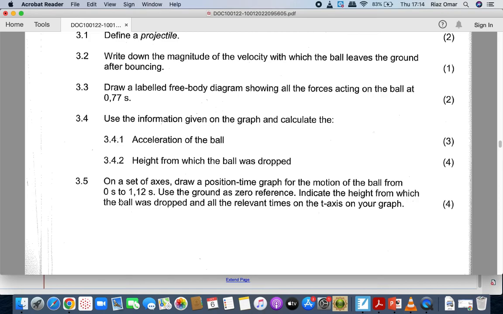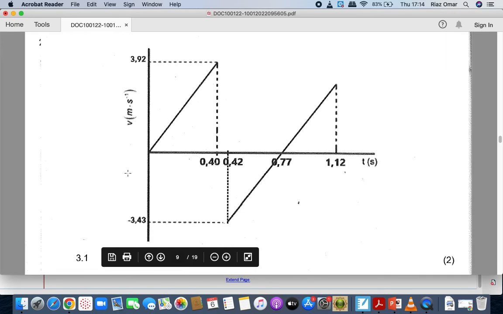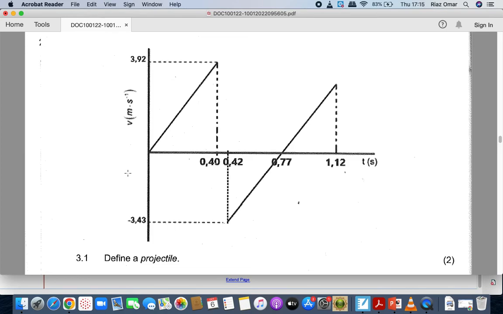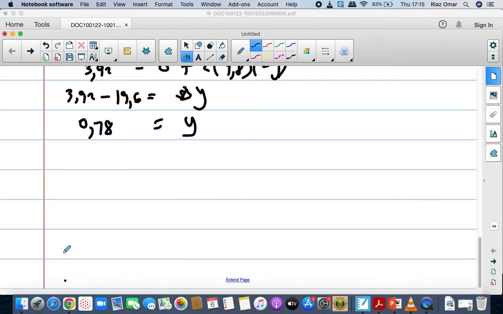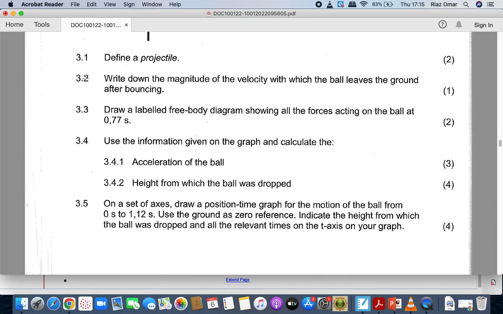Right, so then we see that this object was dropped. So we'll have to put these values on: 0, 0,4, 0,42, 0,77, 1,12. Okay, now this is going to be a challenge for me to draw. Let's take a chance.